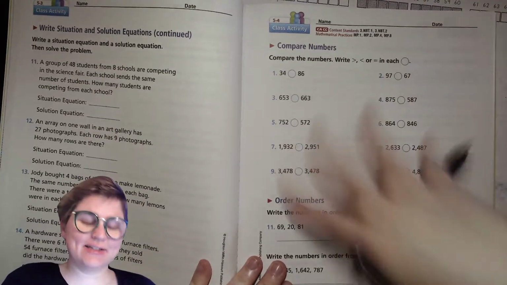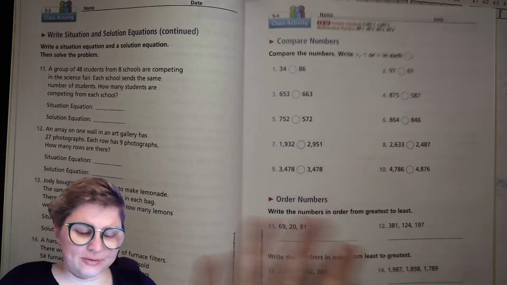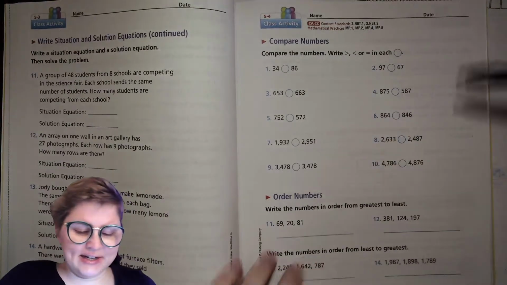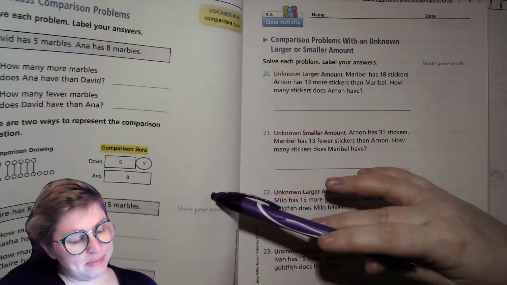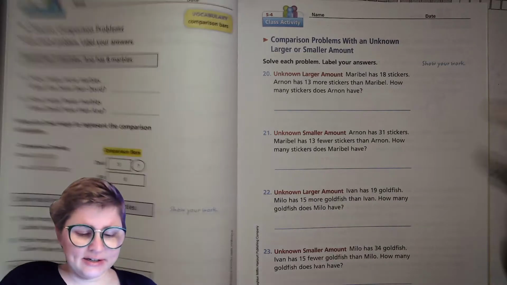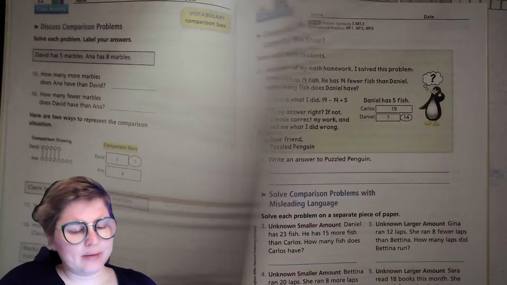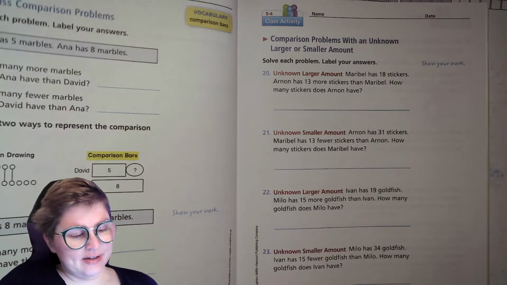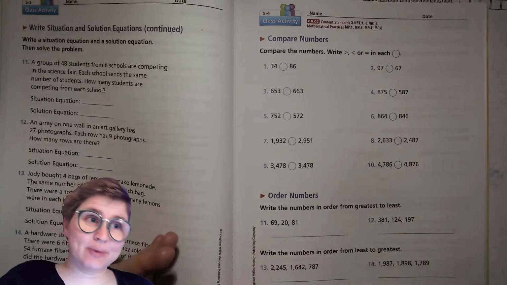And in this activity, we're going to be thinking about comparing numbers. So we're going to do the thing with the greater than, less than, equal to sign, putting numbers in order, and then we're going to talk about comparison bars. You probably remember these from second grade. It's the same idea. And then we're going to do a couple word problems using comparison bars and trying to set up a model for the problem so we can understand what we need to do to solve it.